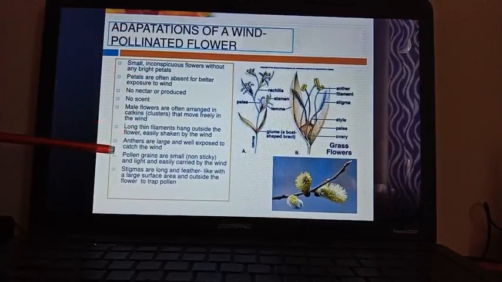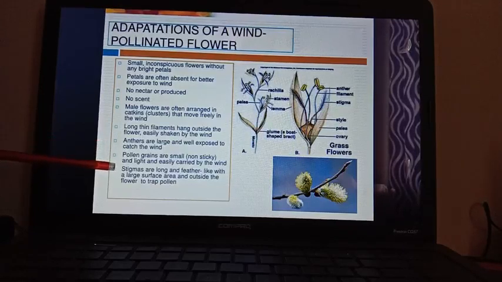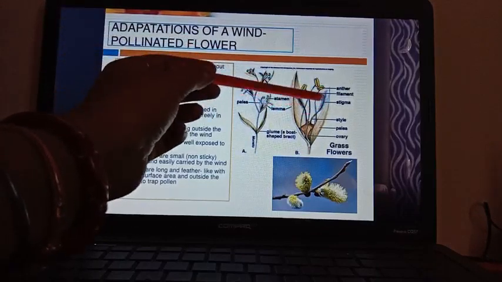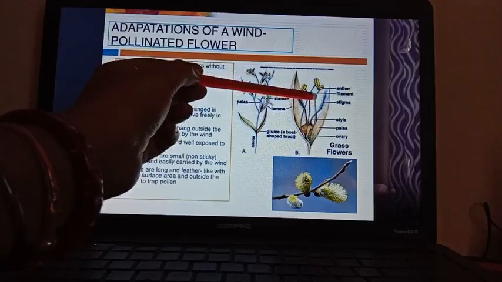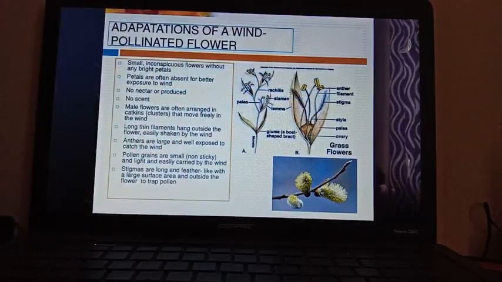Pollen grains are small, non-sticky, light and easily carried by the wind, because anything that is heavy can't move such a long distance through the wind. That's why the pollen grains are light and small. Stigmas are long and feather-like, with a large surface area, and outside the flower to trap the pollen. You can see here that stigmas are feathery. For that reason, they can easily take up the wind-blown pollen grains.